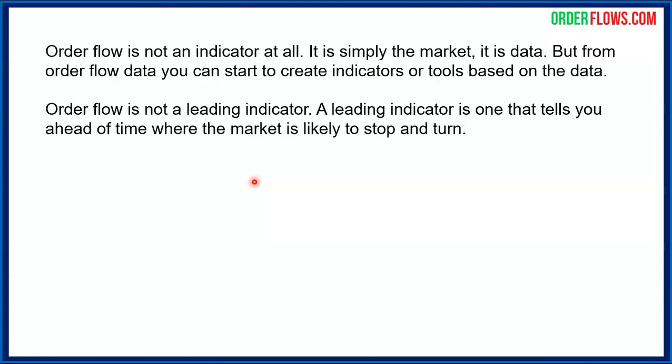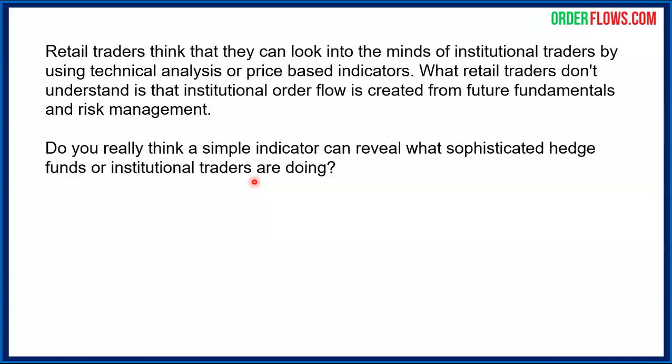Now, when you start thinking of indicators, you often hear a lot about lagging indicators, right? RSI, MACD, things like that. Okay, and order flow, again, is not an indicator, and it's definitely not a leading indicator. A leading indicator is one that tells you ahead of time where the market is likely to stop and turn. Okay, and so it's not making projections in that sense, because what you're doing with order flow is you're reading the information coming into the market, right? And then you're making a decision based off of that. You're not projecting it out in that sense.